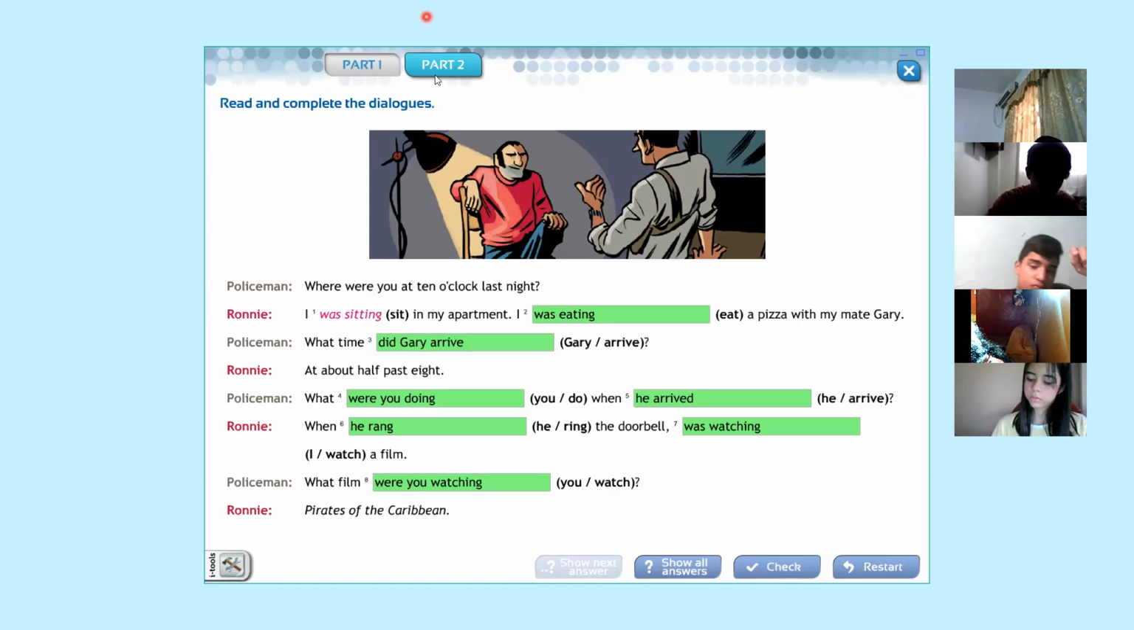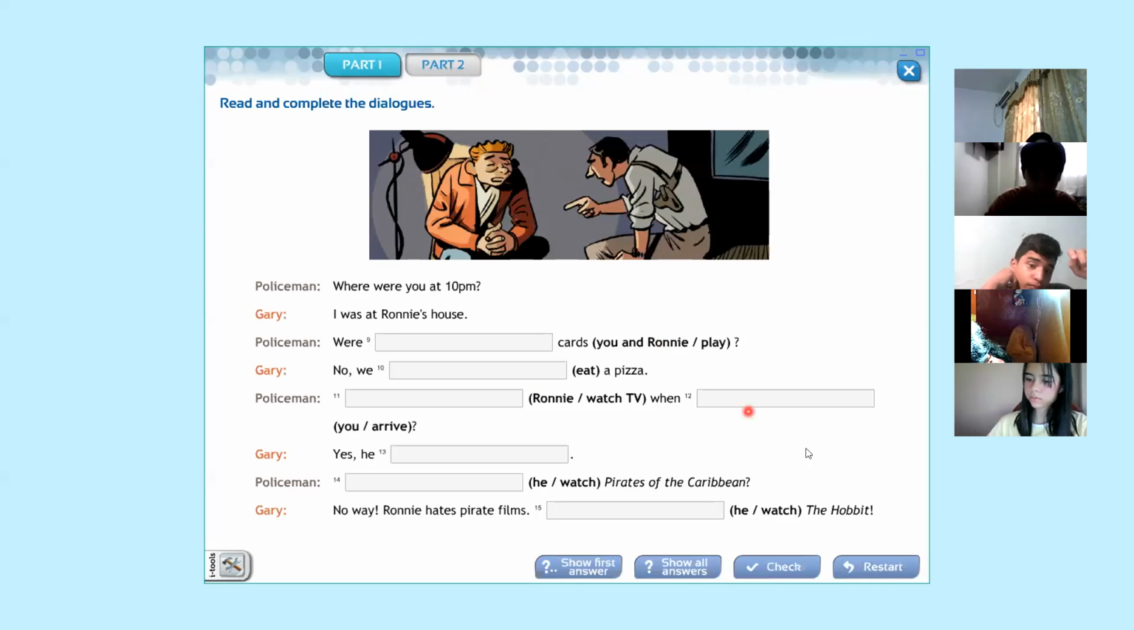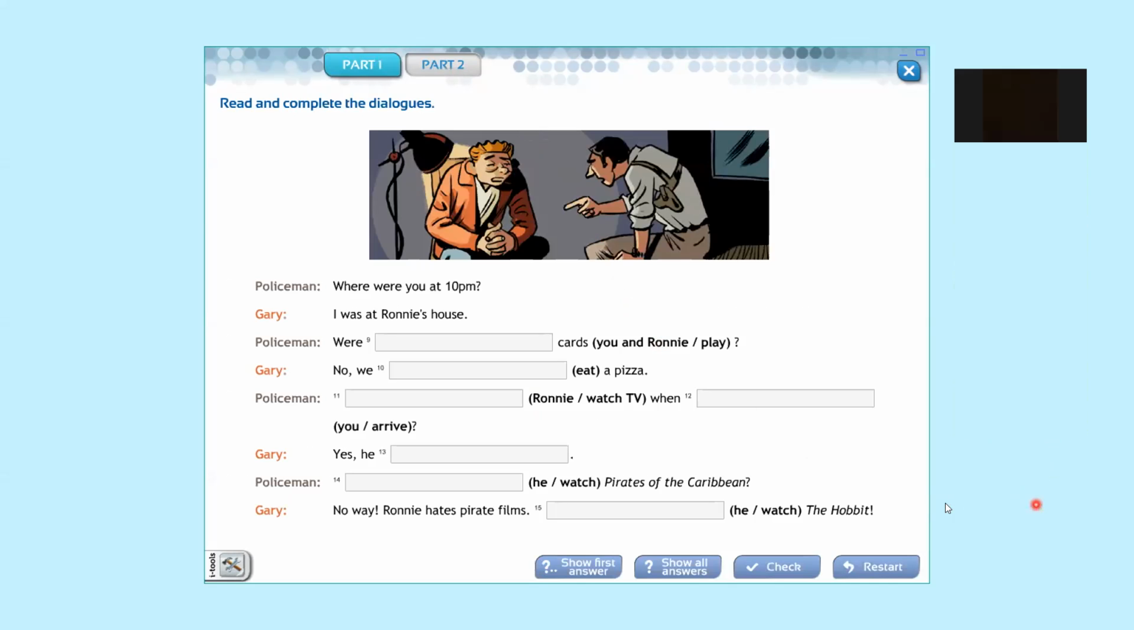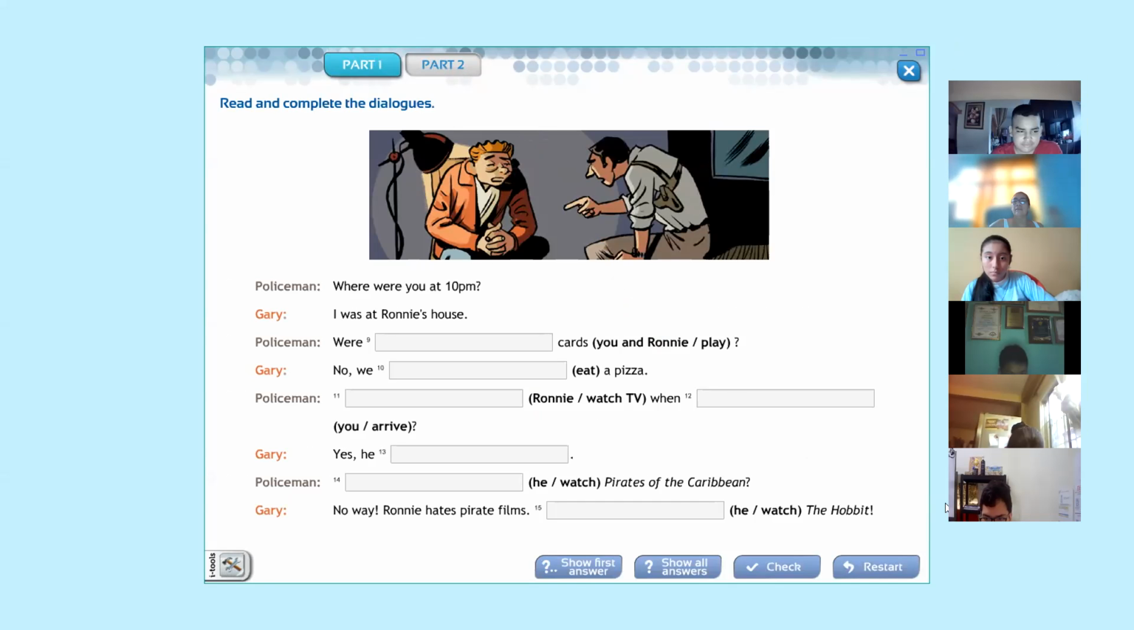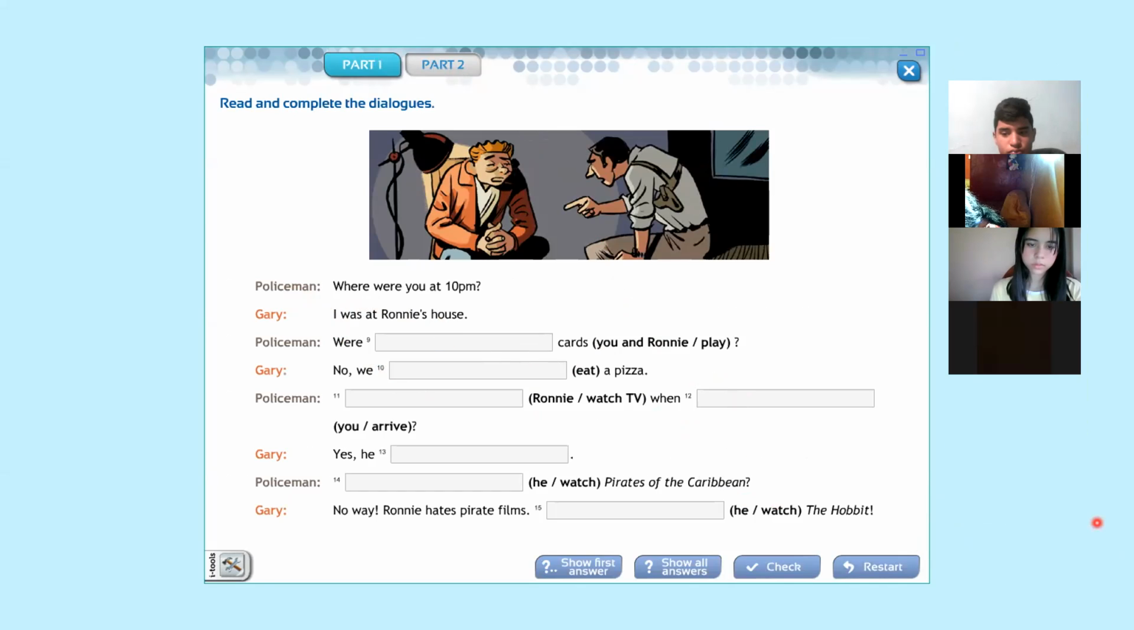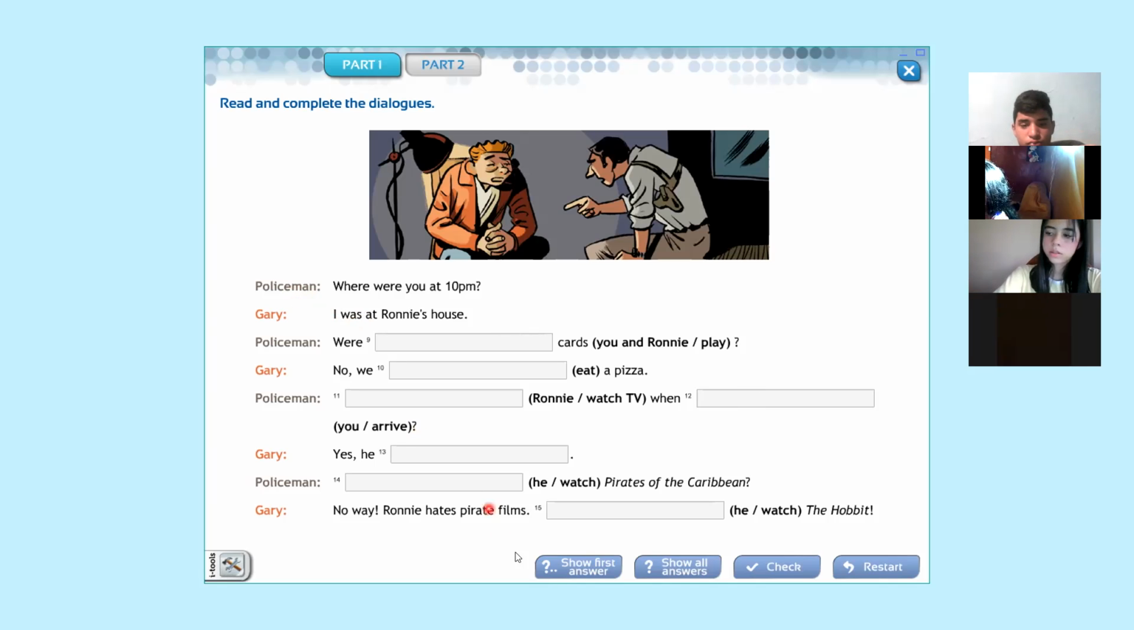Perfect. Now we continue with part number 2 of the same conversation. Okay, please, in this case, let me see. Nicole Soria, you are going to be the policeman. And Gary is going to be, let me see, Daina Rodriguez. Daina, you're going to be Gary. Okay? Start, please, policeman.